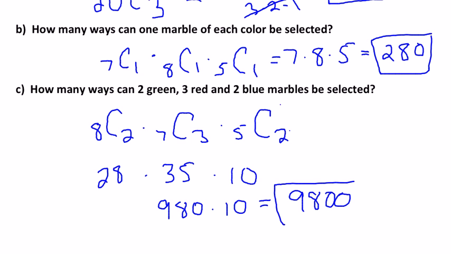And so interestingly, there are way more options for selecting 2, 3, 2 of each of these types of marbles. And then these problems get a lot more complicated after this, but this is the general theory that you're going to use to solve these types of combination problems.